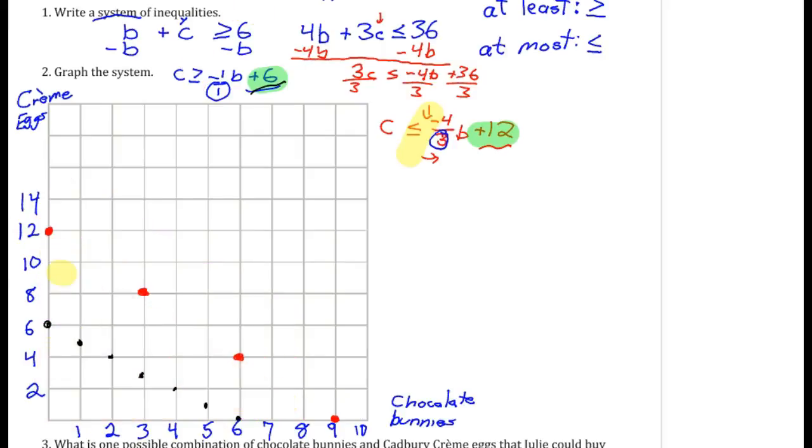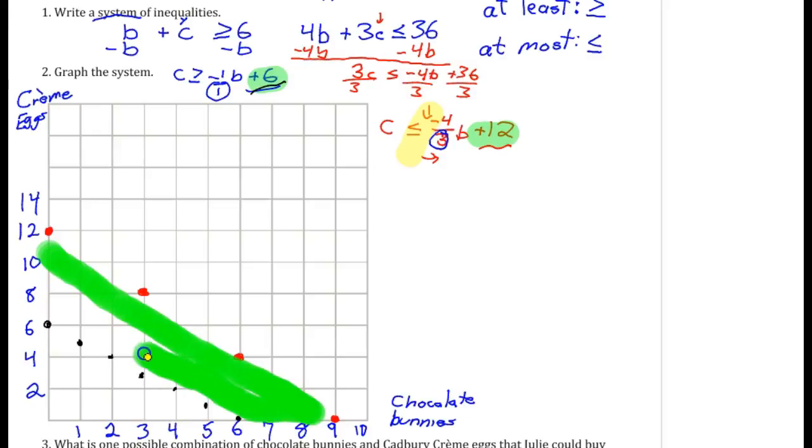So erase everything except for what's in between. Shade it in, not too dark. Still want to be able to see where all the lines cross inside.